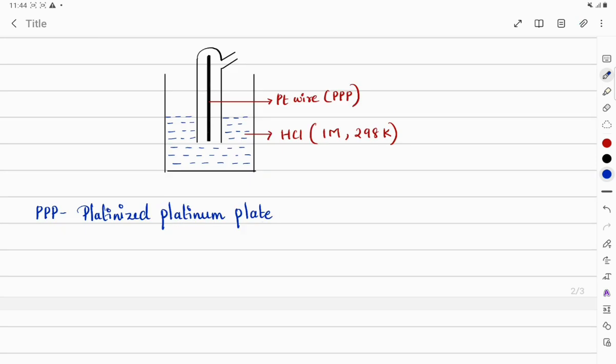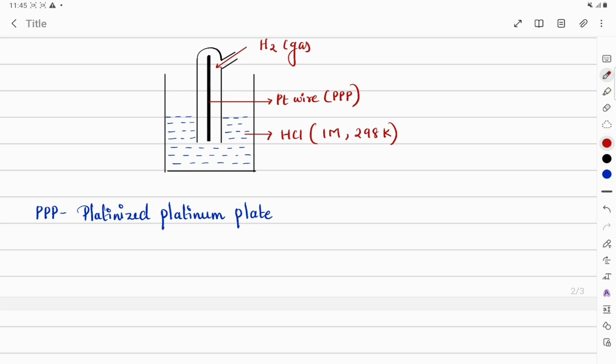Platinized platinum plate means it's simply a platinum plate which is coated with platinum black, or simply you can say it's a platinum wire. And this is a medium for hydrogen gas to act as an electrode. So as you can see in the setup, we have an electrolyte and platinum wire. So where do we send the hydrogen gas from? As you can see, there is an opening right here. This is where you will be sending the hydrogen gas.